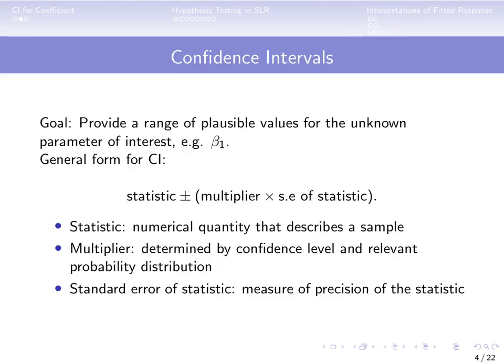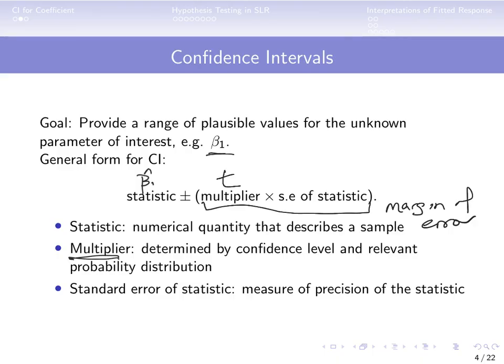So the general form of a confidence interval is the statistic plus or minus the multiplier times the standard error of the statistic. Collectively, this term is sometimes called the margin of error. For the slope, this statistic is typically the sample slope. The multiplier is based on the distribution, so we know that the distribution associated with the estimated slope is the t-distribution. Standard error of the statistic, sometimes we'll just write it as standard error of beta 1 hat.